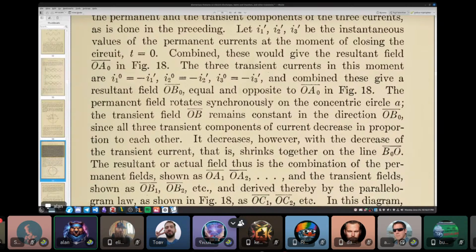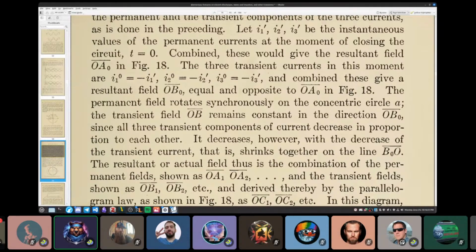Cool. Okay, so we've got our currents given by the equation here, negative I sub 1 prime, I sub 2 naught, and I sub 3 naught, and combined, these give a resultant field 0B naught equal and opposite to the 0A naught in Figure 18. The line over the top, by the way, is average for the value.